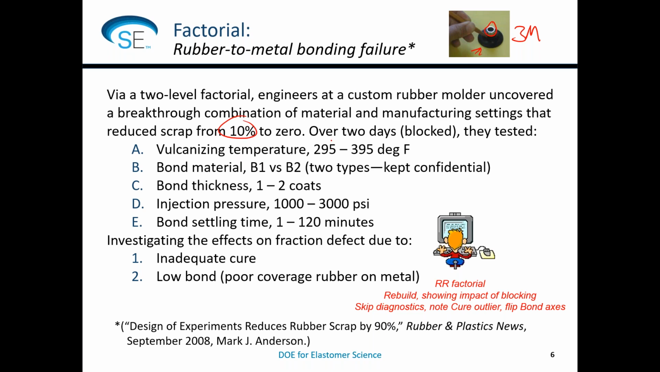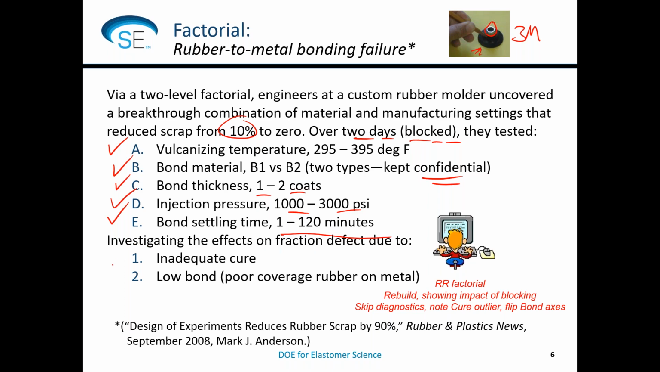So with help from me and Stat-Ease and the use of our software, over a 2-day period that they blocked day by day, blocking being a good technique to remove a known source of variation, they tested the vulcanizing temperature, the bond material, which is a categoric factor. This was not revealed, it was kept confidential what the bond material was. They also tested the bond thickness in terms of 1 or 2 coats, injection pressure, and then the bond settling time from 1 to 120 minutes, or 2 hours.